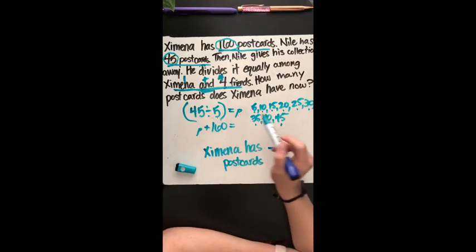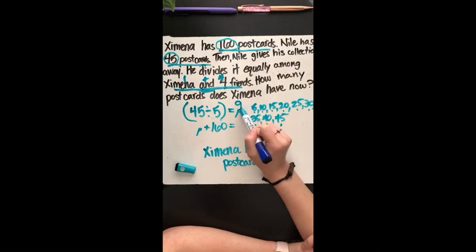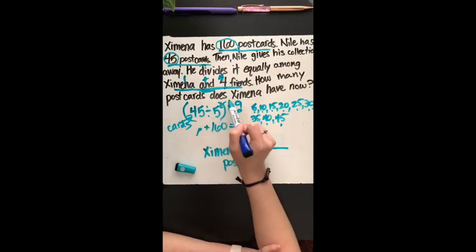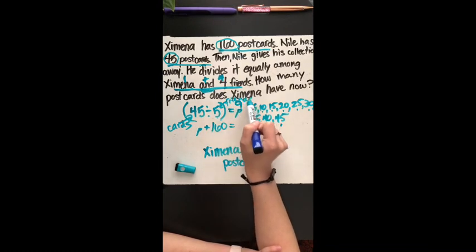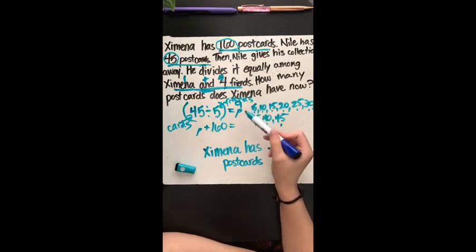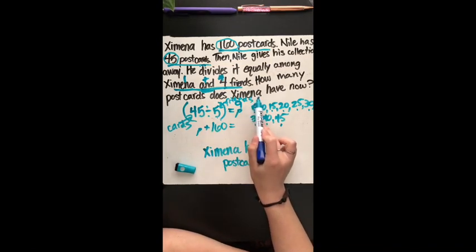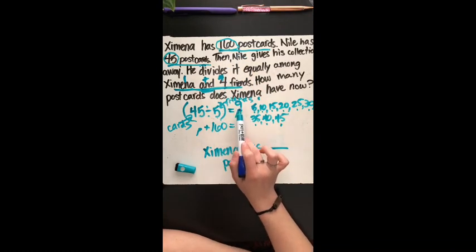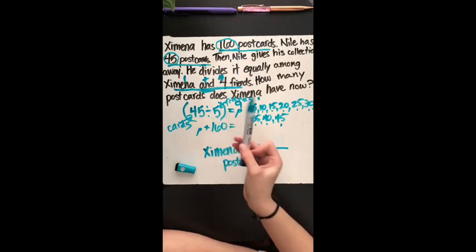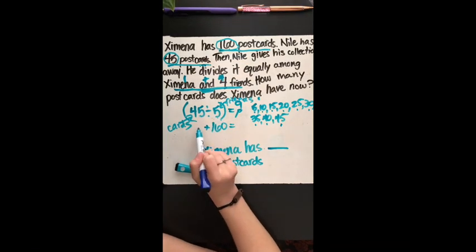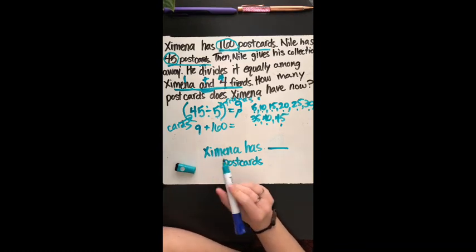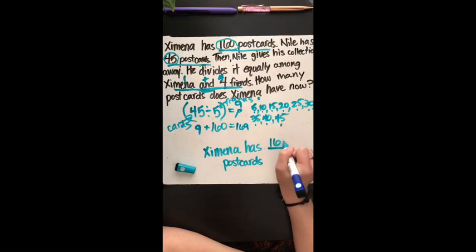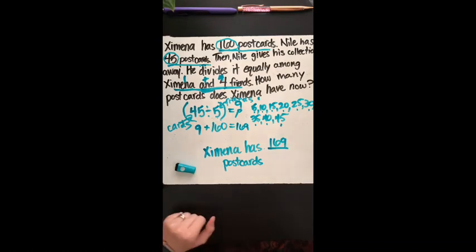So I know that P here, postcards, equals 9 because we had 45 cards divided by 5 friends. So each friend will get 9 more postcards. But remember, I'm trying to figure out how many Jimena has. So I'm going to take her original 160, and then add the 9 cards that I solved for up here. So instead of my variable of P, I'm just going to plug in my 9. 9 plus 160 equals 169. So Jimena has 169 postcards.